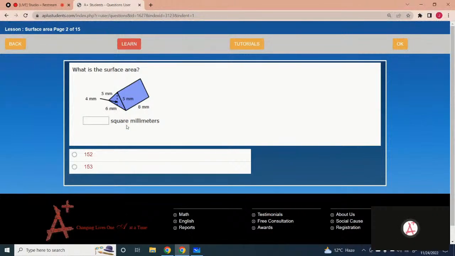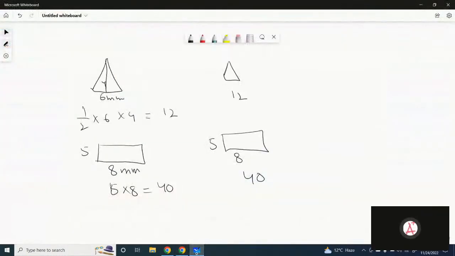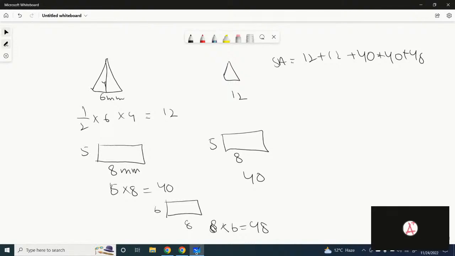Base has 8 and 6. Base is again a rectangle. It has 6, 8. It would be 48. So for the surface area, add the areas of all the faces. 12 plus 12 plus 40 plus 40 plus 48. It would be 24 and 80, 104. Let me just add them.